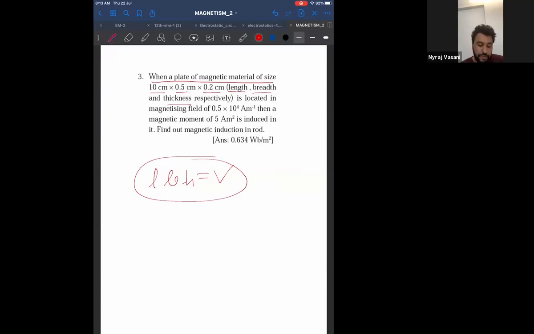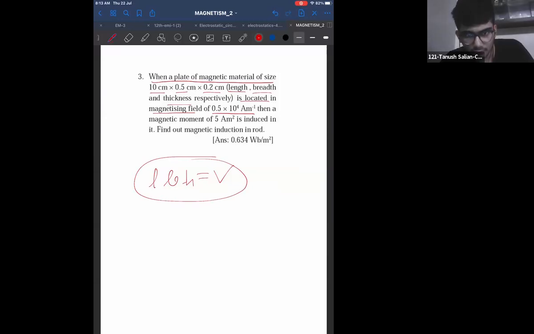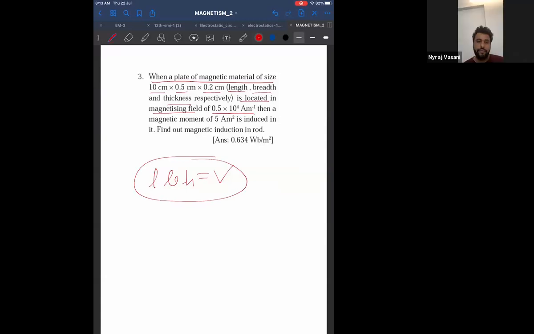L into B into H is volume. The rod is located in a magnetizing field of 0.5 into 10 power 4 ampere per meter. Magnetizing field is Mz, correct? Think about it. It is H, sir. Magnetizing field is H. And then a magnetic moment of 5 ampere meter square is induced in it. Find out the magnetic induction in the rod.